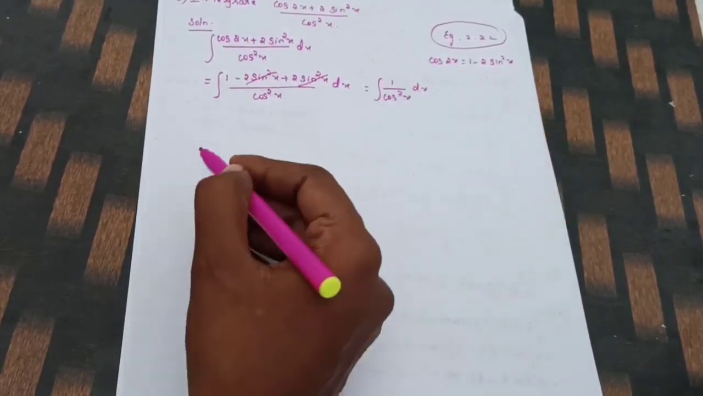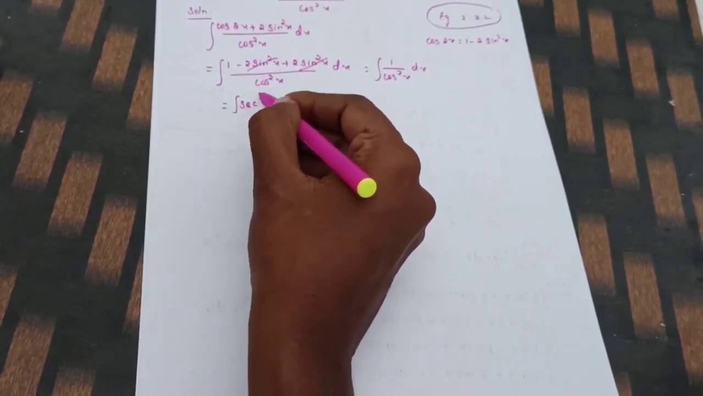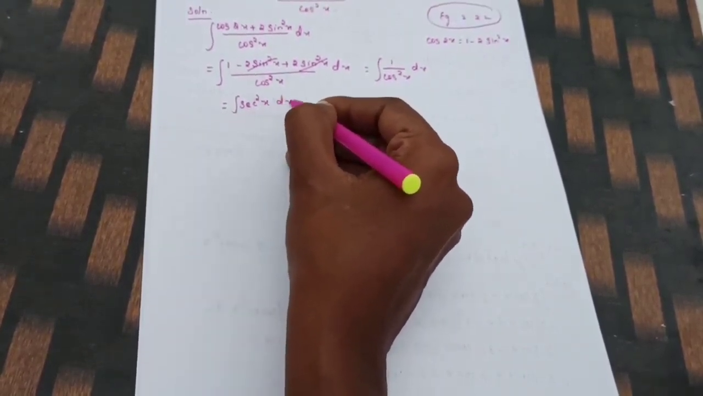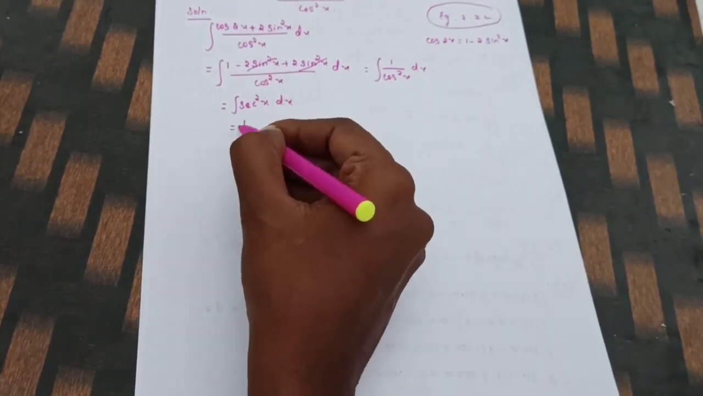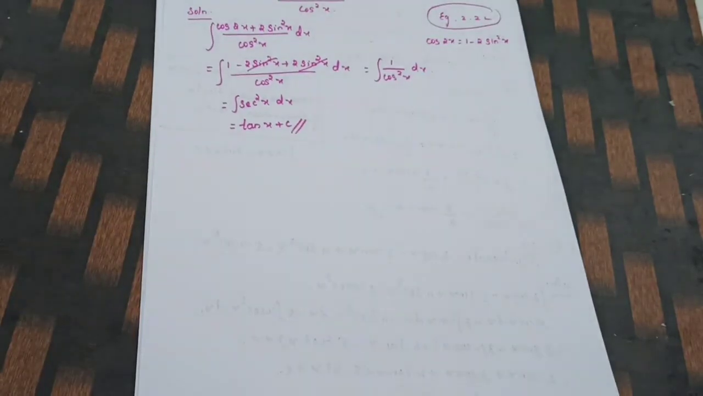What do you mean by 1 by cos? 1 by cos is secant, so secant square x dx. What's the integration of secant square x? Tan x plus c. Got it children? Very easy, is it right?